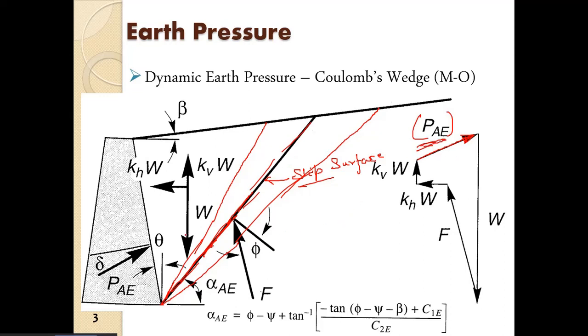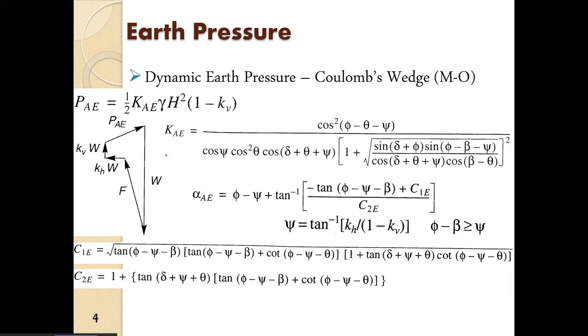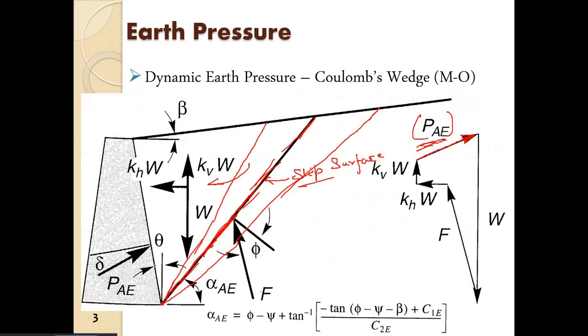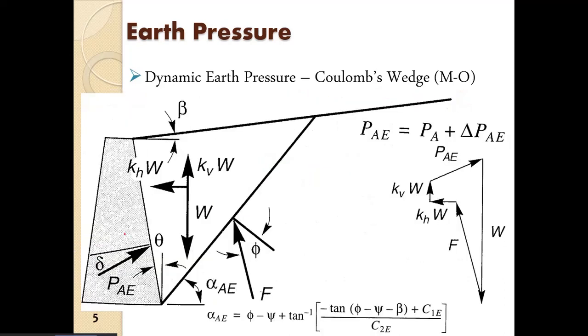So whenever there is a failure, if the active case develops, it is most likely that the soil wedge will form along this particular slip surface. So we have deduced the coefficient of active earth pressure for the pseudostatic case, and we have found out the various parameters. Ultimately, theta is known. Theta is the slope angle of the back of the wall with the vertical. Then what is delta? Delta is the angle of friction between the wall and the soil wedge, that is, the friction between the soil and the wall.